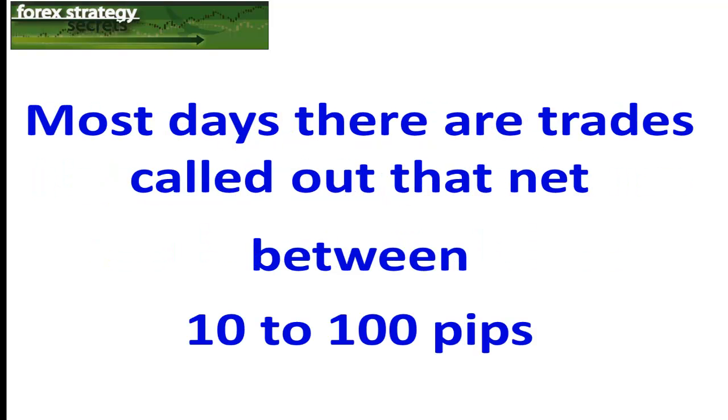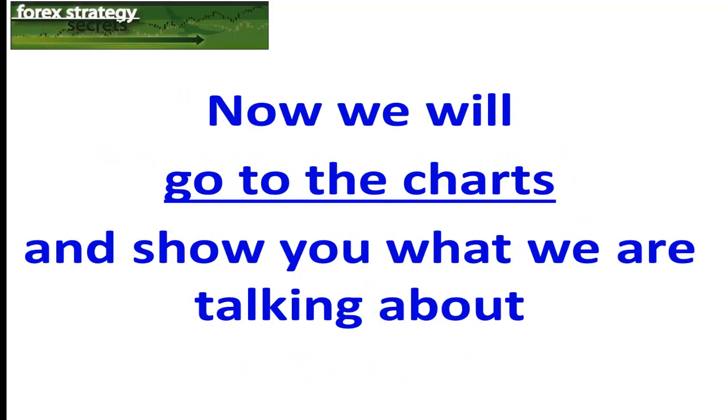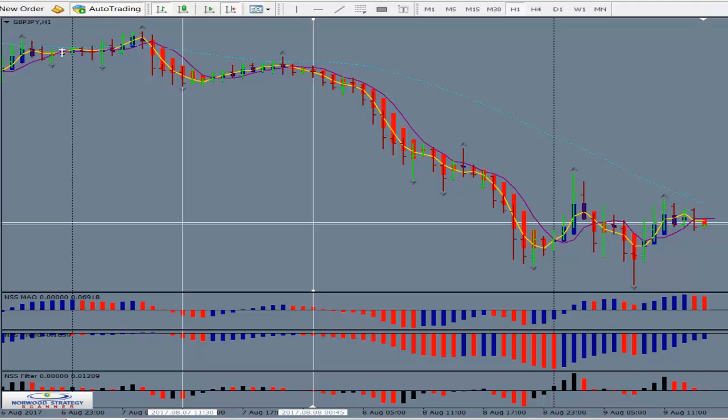Most days there are trades called out that net between 10 and 100 pips each day. It's possible to net 10 or more pips a day by following the trades that are taken and when they're called out. Now we're going to go to some charts and show you what we're talking about. This is the Norwood Strategy Scanner setup that we use during the PIP Club.